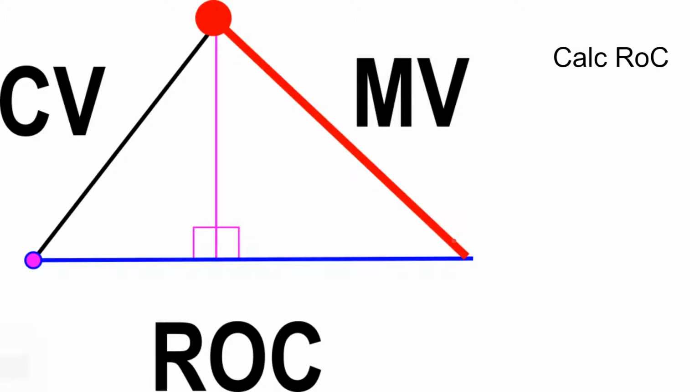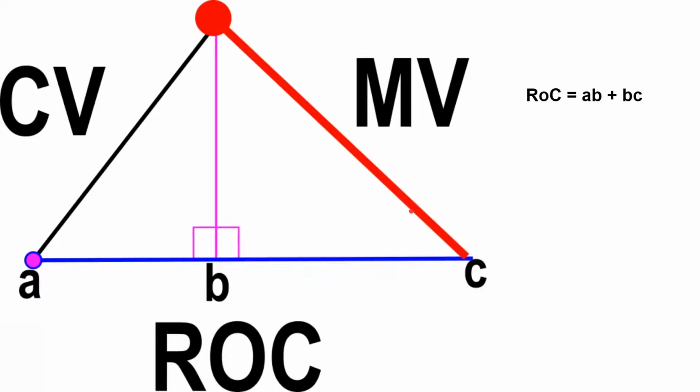Now we're going to start calculating the rate of closure solely based on the CV and MV. So first thing we're going to do is drop a line down from the peak down to the base of the triangle, dividing it into two parts. And so the length of the rate of closure segment should obviously be segment AB plus segment BC. So now we just need to calculate the lengths of these two segments. And here is where our good friend trigonometry comes into play.